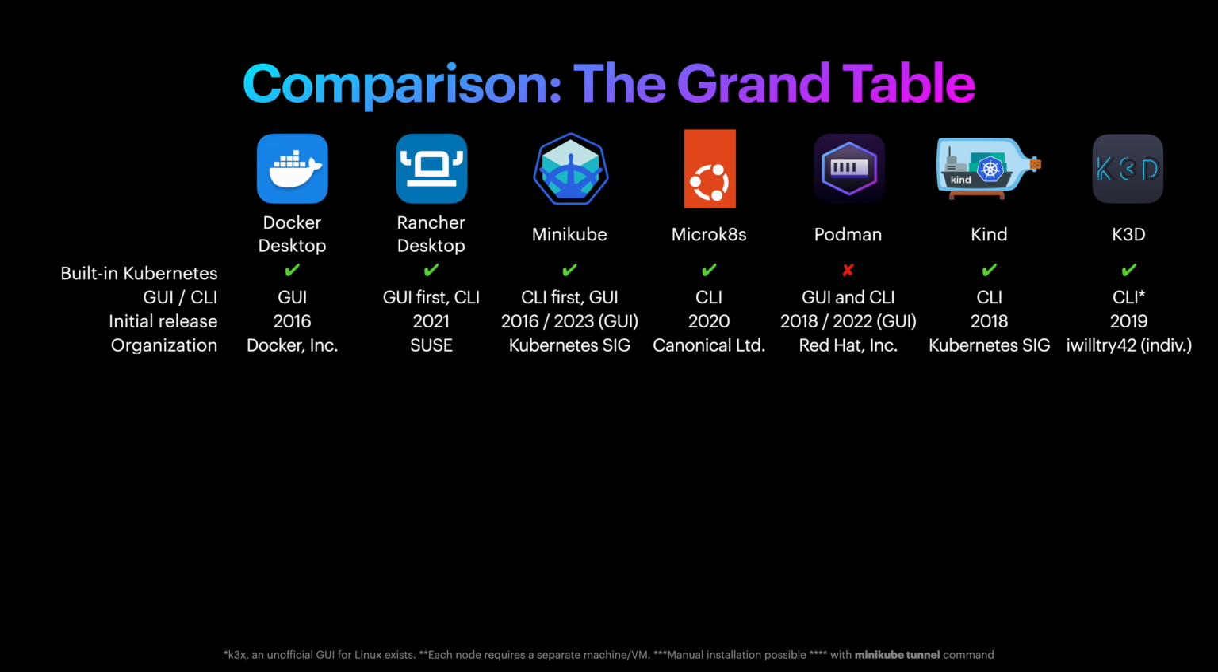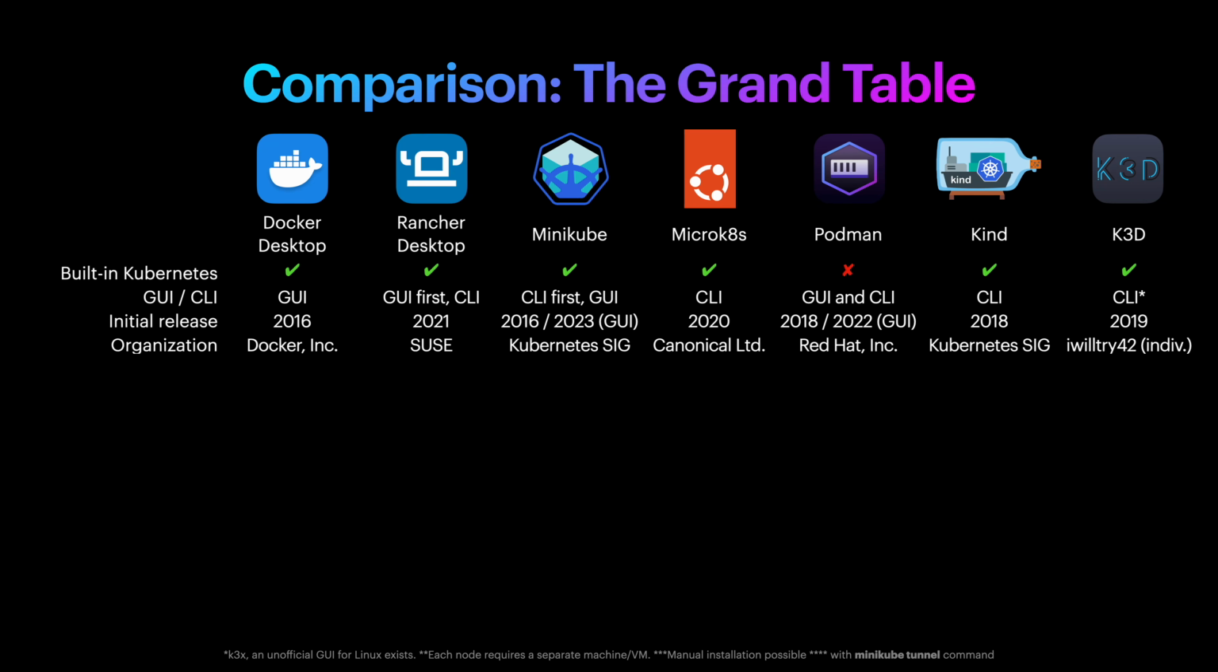Most of the projects have a bigger organization behind them. For Docker Desktop, it's Docker Inc. For Rancher Desktop, it's Rancher Labs, who have been acquired by SUSE in 2020. Minikube and Kind are Kubernetes special interest group projects. MicroK8s is from Canonical, who are well known for their Ubuntu operating system. Podman has corporate backing from Red Hat. Only K3D is a project by an individual without corporate backing.